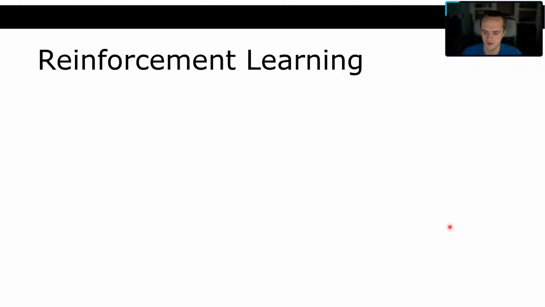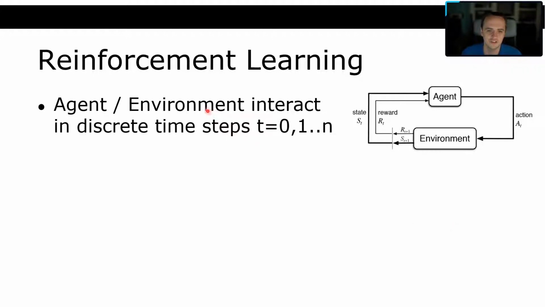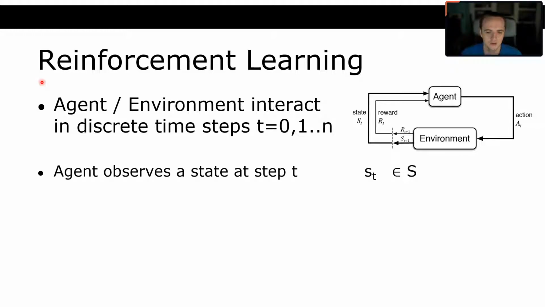So let's break that down a little bit more in sort of one slide. So the agent and environment interact in discrete time steps. When the agent starts, that's time step 0, and it's going to go up to some time step n whenever we stop. So the agent observes a state at time step t. So that is S sub t, which exists in the set of all states, okay? So this is the terminology, or sorry, the syntax that we're going to be using.